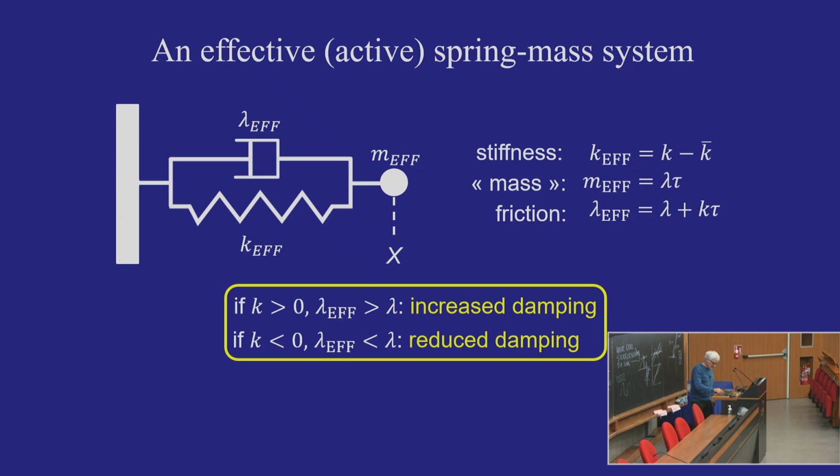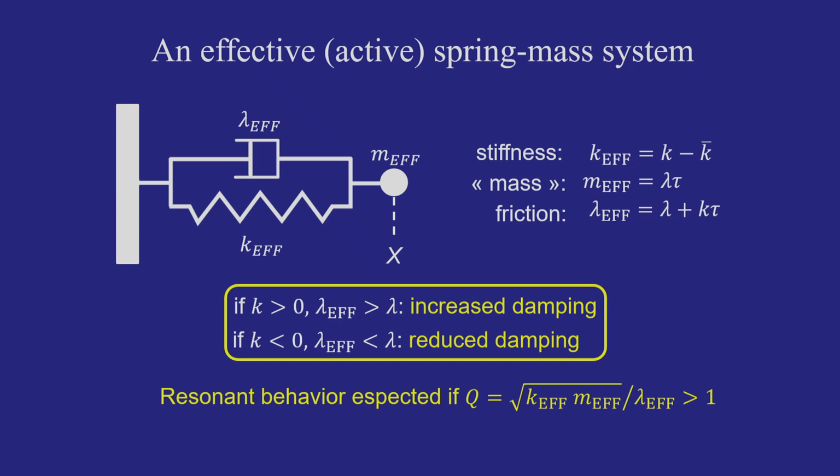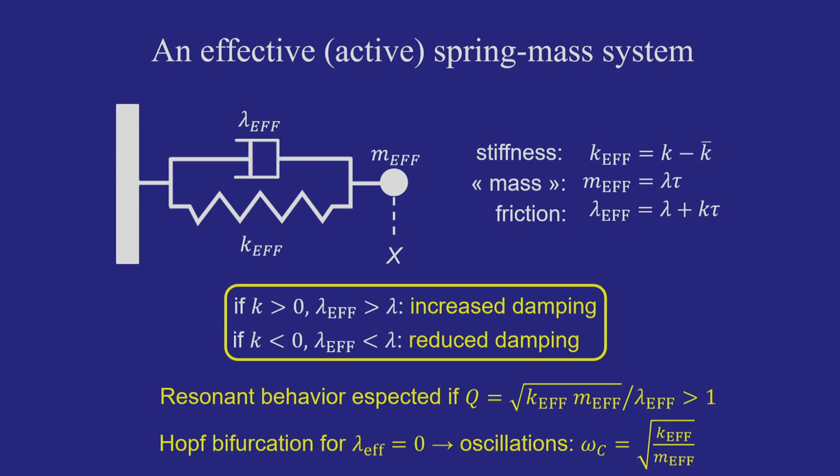If we reduce damping by an amount that is large enough, then we can get resonance, because the quality factor can become greater than 1. And if the feedback precisely cancels out the passive friction, we can even get to a Hopf bifurcation, and the system will start oscillating spontaneously at a frequency given by the square root of the effective stiffness over the effective mass.